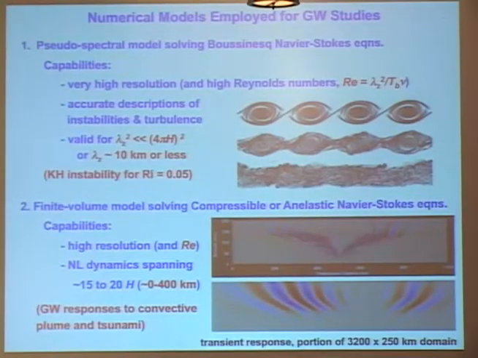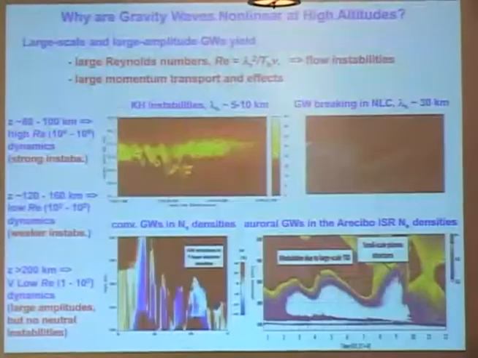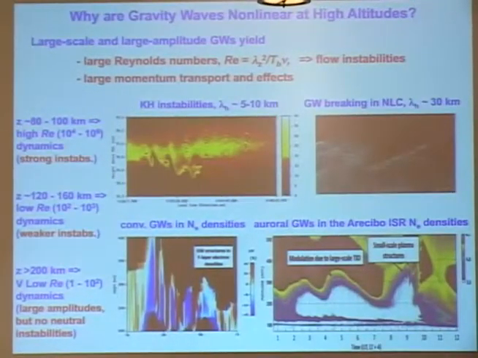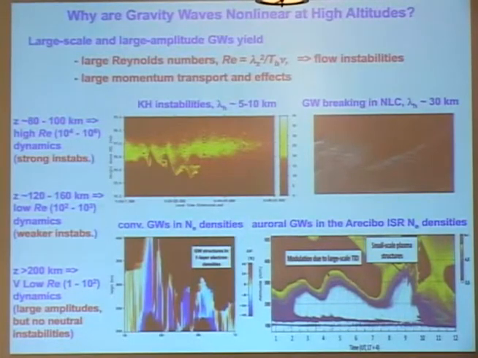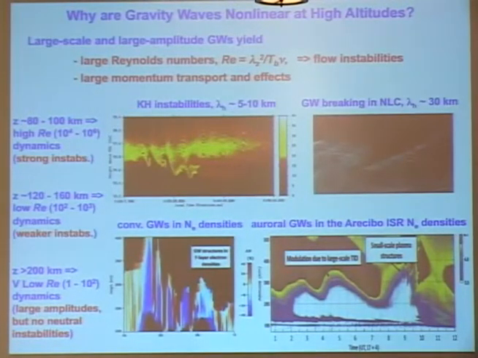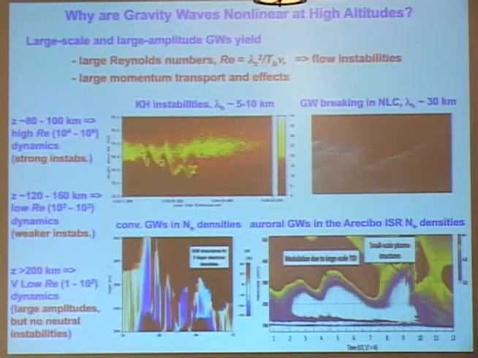I'm going to talk, though, only about a couple of simulations that we've done that are a little bit more mature than those results. So let me ask the question, why are gravity waves nonlinear at very high altitudes? Well, large scale and large amplitude gravity waves yield both very large Reynolds numbers, which imply significant flow instabilities spanning a whole range of scales. They also enable very large momentum fluxes, which ultimately must feed back on the wave packet structure and its propagation with altitude.